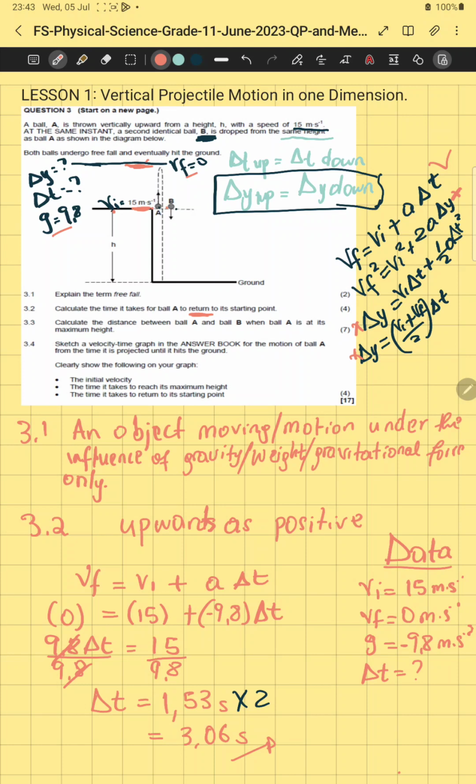Now let's move on to the next question. In 3.3 they say, calculate the distance between ball A and ball B when ball A is at its maximum height. Let's first clear everything here, because this information was only for ball A, just to get the time. So let's just clear everything here. I think now it's clear.